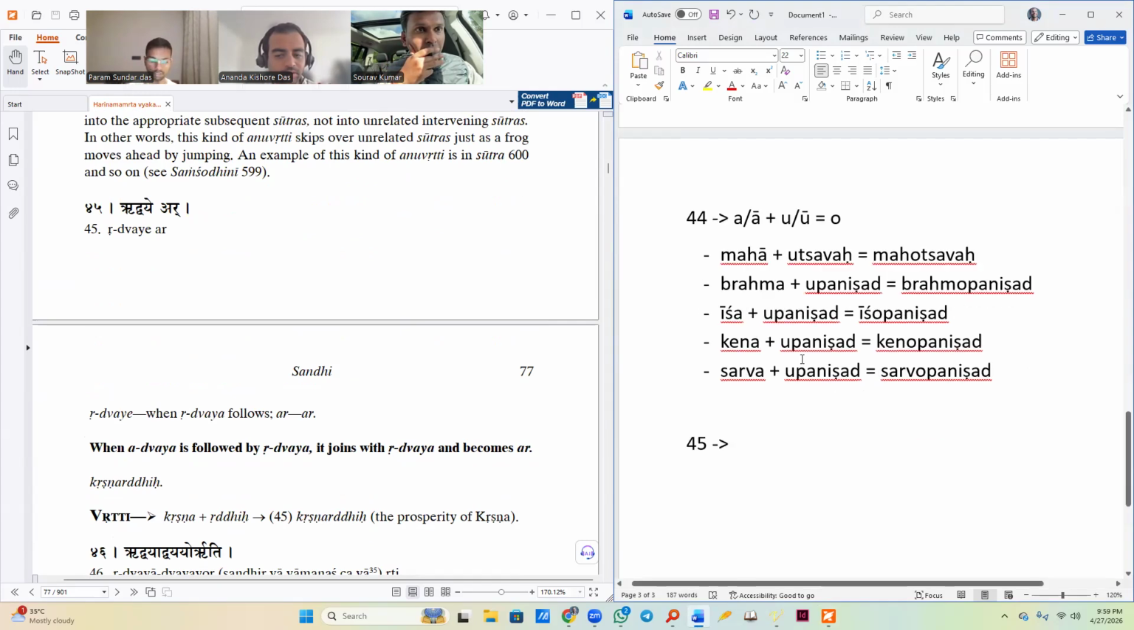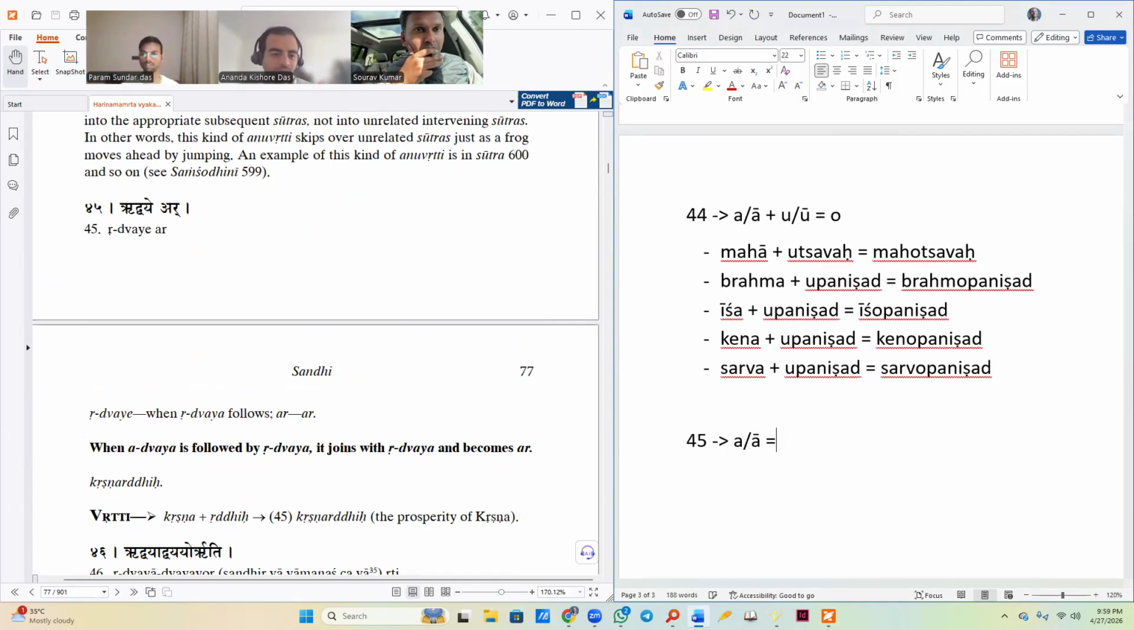Sutra 45 says, if we have Advaya at the first place and Ritvaya at the second place, both letters will become Ar. If you see the pattern, we are keeping Advaya at the first place and changing the letters at the second place. That's the pattern going on right now.